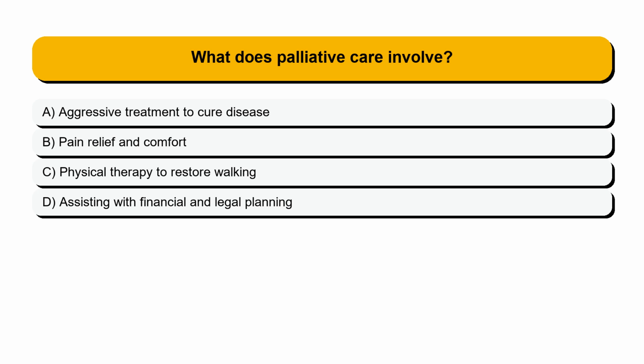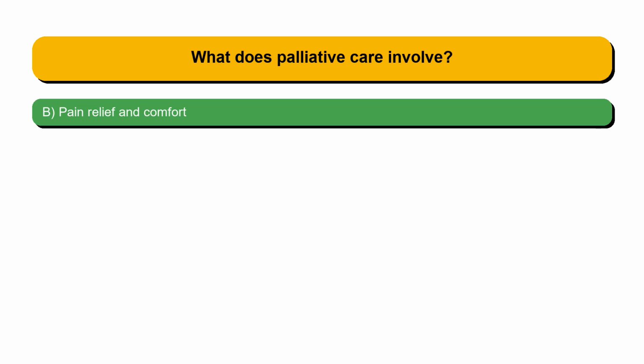Question 56. What does palliative care involve? Option A, aggressive treatment to cure disease. Option B, pain relief and comfort. Option C, physical therapy to restore walking. Option D, assisting with financial and legal planning. The correct answer is option B, pain relief and comfort.